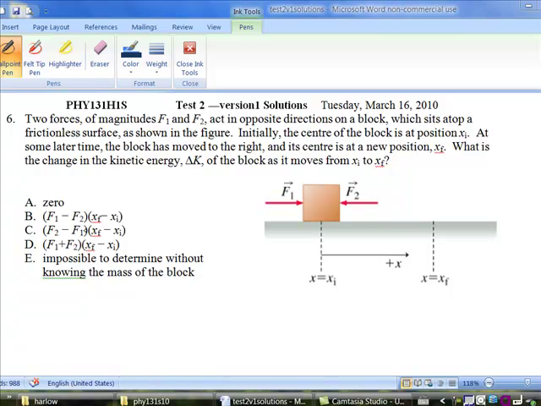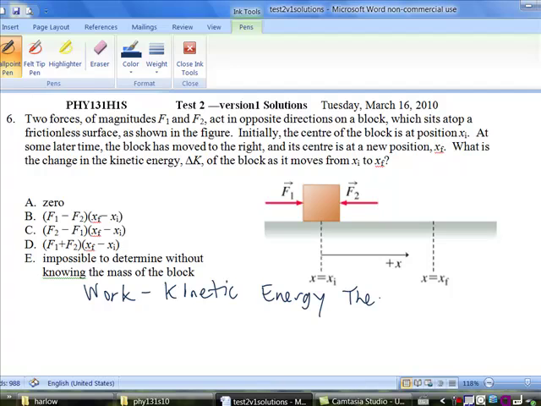I'm just looking at the answers here. There's 0, there's some products of forces, or impossible to determine without knowing the mass of the block. Well, what I'm going to do is use the work-kinetic energy theorem, right? Which states that the change in kinetic energy is due to the net work.